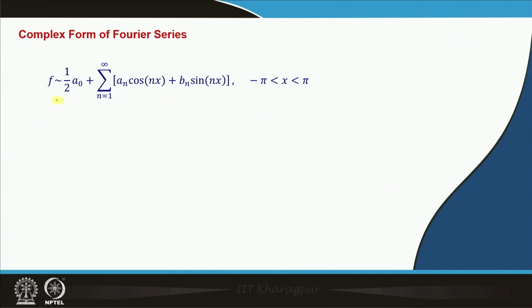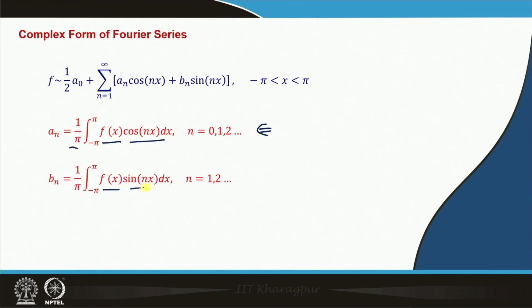So, this was the series which we have already discussed. If f is an integrable or piecewise continuous function, then we can write its Fourier series, and these a n's and b n's are called the Fourier coefficients. The expression for a n we have discussed already is 1 over pi integral of f x cos n x dx, and for b n it was f x sin n x dx, for n equals 1, 2, 3 and so on.